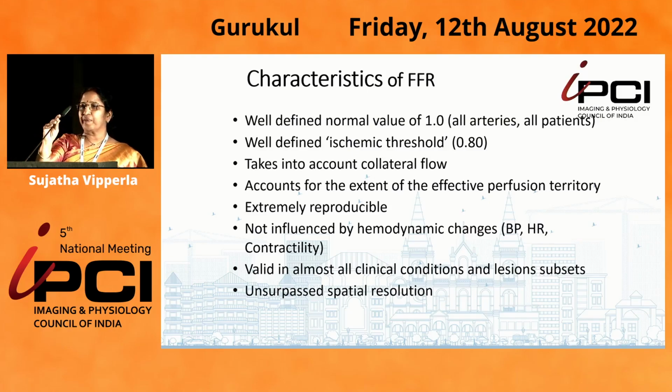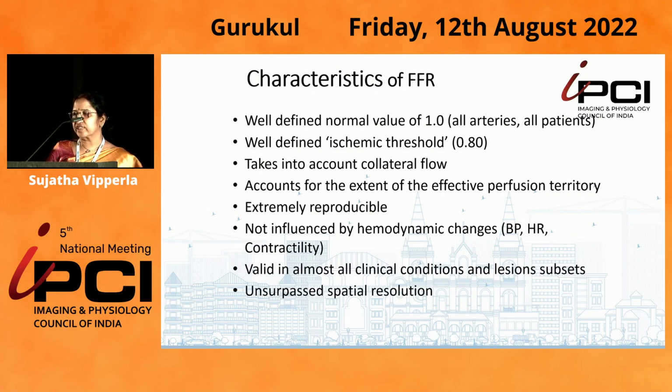My previous speakers have alluded to this topic of measurement, and I'll be concentrating on the pitfalls. So we all know that FFR has a well-defined normal value of 1 in all arteries, all patients, and a well-defined threshold. It takes into account collateral flow, as has been shown, and it accounts for the effective perfusion territory. It is reproducible, not influenced by hemodynamic changes like blood pressure, heart rate, contractility, valid in almost all clinical conditions and lesion subsets, with unsurpassed spatial resolution. But all this holds good only when we make an accurate measurement of the FFR.